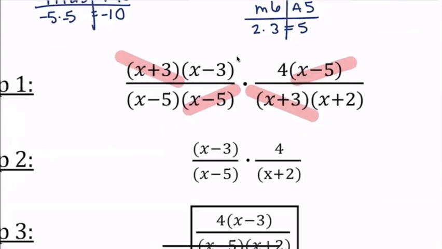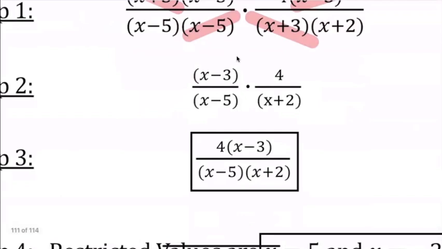So then what you do is just write down what's left. So in this first one here, we have an x minus 3 on top and an x minus 5 on the bottom. And our second one here has a 4 on top and an x plus 2 on the bottom. Sorry, x plus 2, my bad.